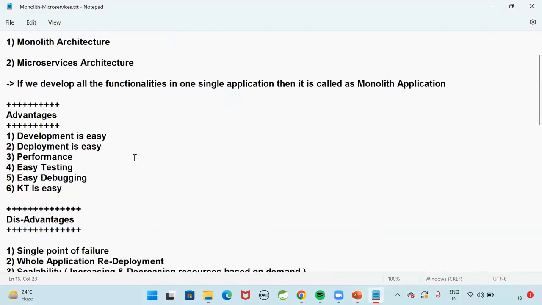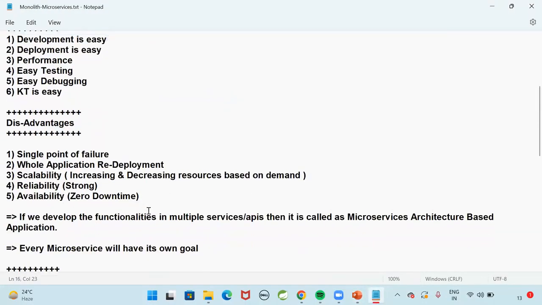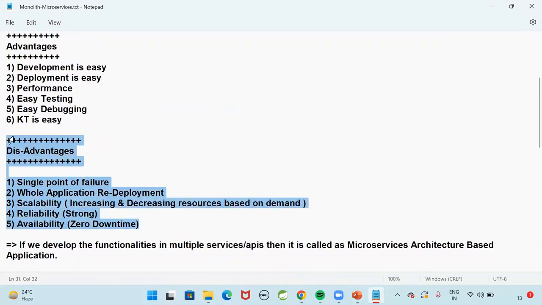But nowadays, when we are having these drawbacks, is it recommended to develop the application using monolith architecture? Guys, is it recommended to develop the application using monolith architecture?